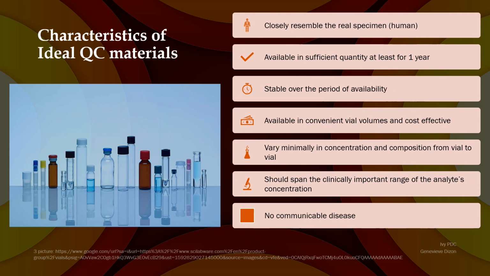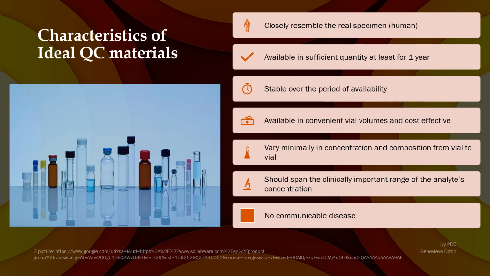Now, given that quality control materials have a very important role in determining if the test procedures are accurate, there are ideal characteristics that quality control materials should have. First, it should closely resemble the real specimen. What does this mean? It means that it should behave like the real specimen.